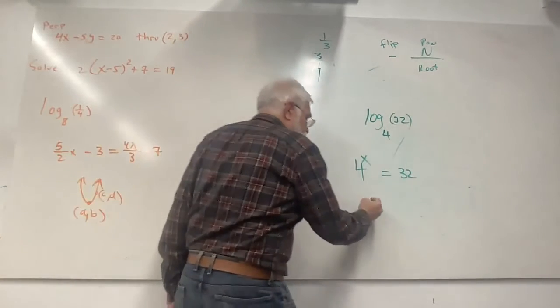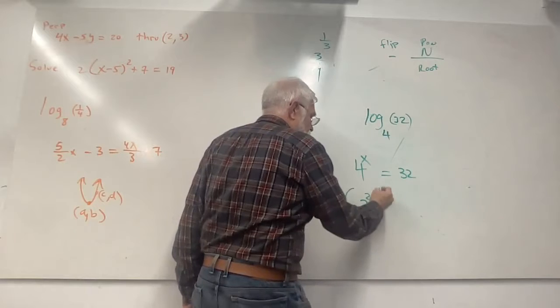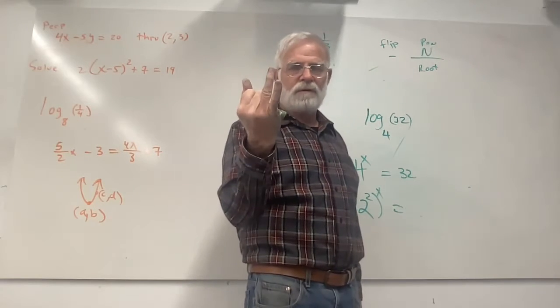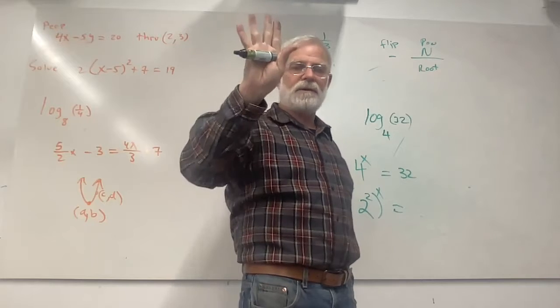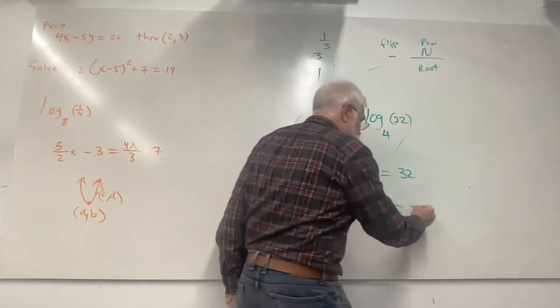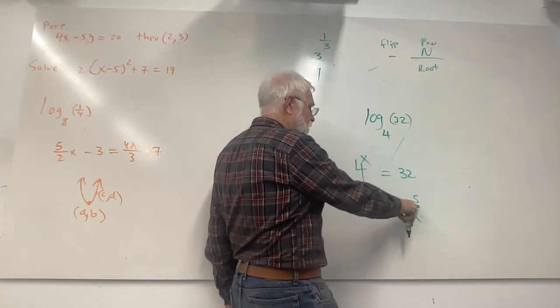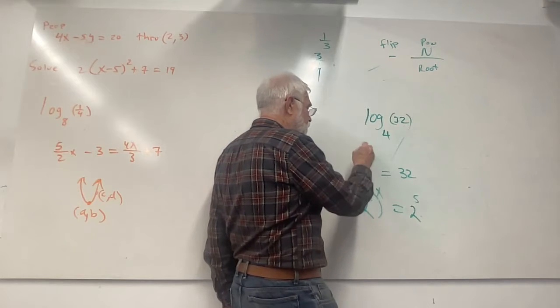So I guess you're going to try 2. Yes, 2 to the x. And then you go, okay, 2 to the 1 is 2, 2 squared 4, 8, 16, 32. Yeah, 32 is 2 to the 5. So it looks like 2x equals 5. It looks like 5 halves should do it.